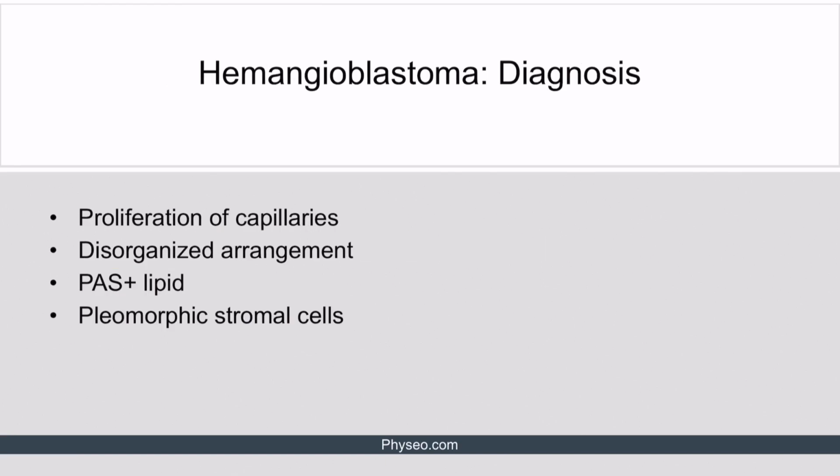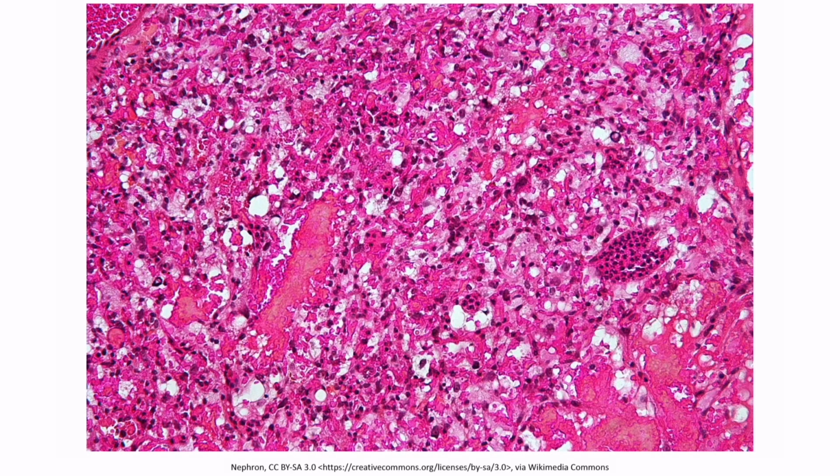Histologically, hemangioblastomas show a proliferation of capillaries with a disorganized arrangement, thin walls lined by vacuoles containing PAS-positive lipid. These cells are separated by larger pleomorphic stromal cells. Here we see proliferation of thin-walled blood vessels and cells with lipid vacuoles. These findings are very characteristic for hemangioblastomas.